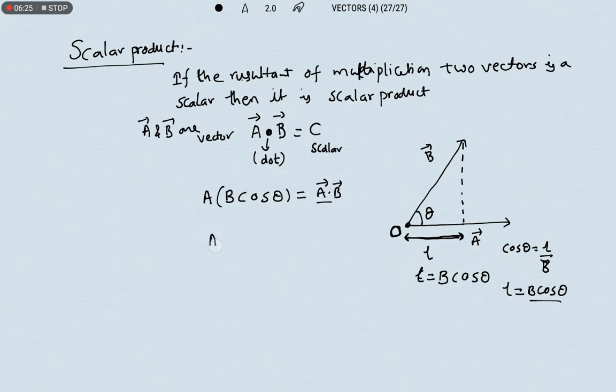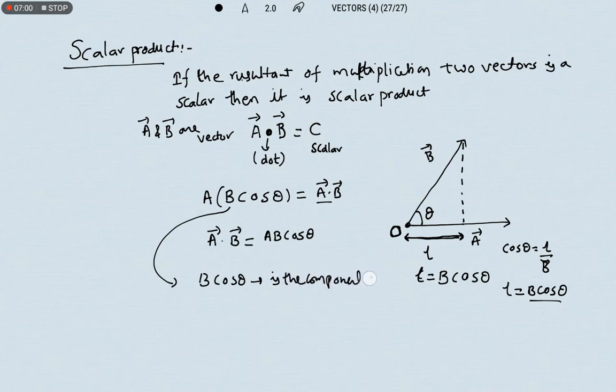So simply, the dot product between any two vectors, whether it is P bar dot Q bar, R bar dot S bar, whatever it may be, we can represent as AB cos theta, or if we take two vectors as P and Q, PQ cos theta you are going to get. Sir, what is here B cos theta? Here B cos theta is the component of vector B on A.